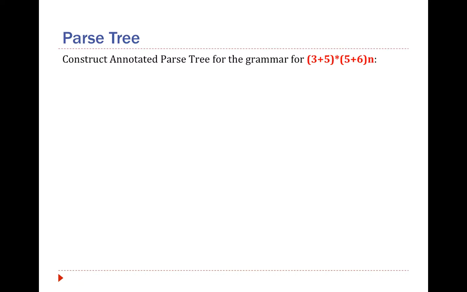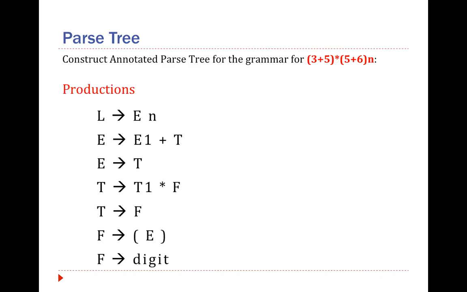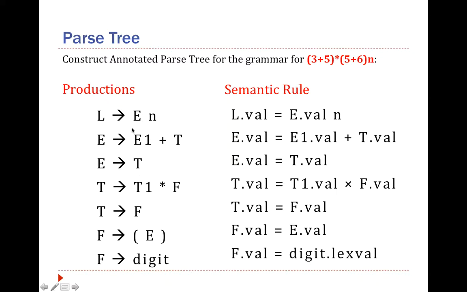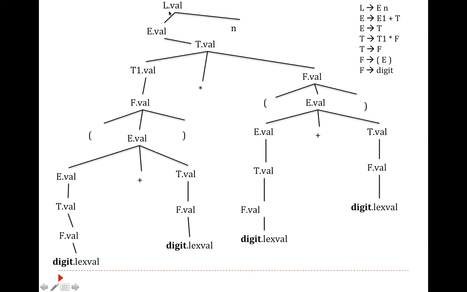One more example: construct the annotated parse tree for the given grammar. So this is the grammar and this is the associated set of semantic rules, and this once again forms the syntax directed definition, SDD. We will use this to construct the annotated parse tree. It starts with L, which results in E and n. Now E is replaced by T, as we have chosen this option.